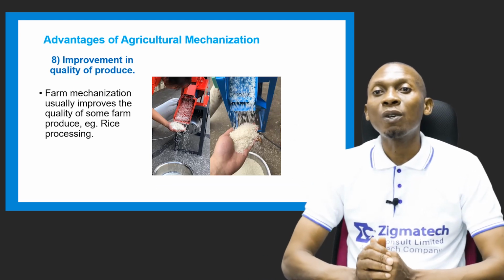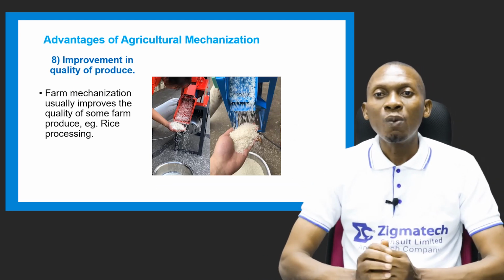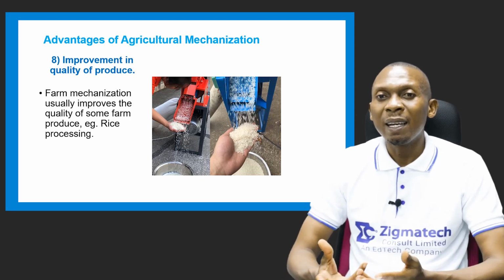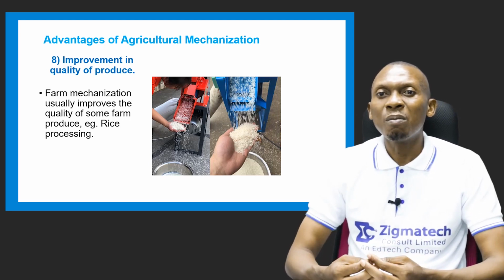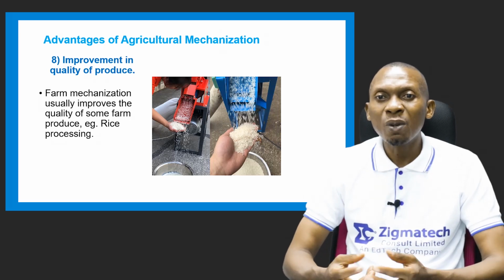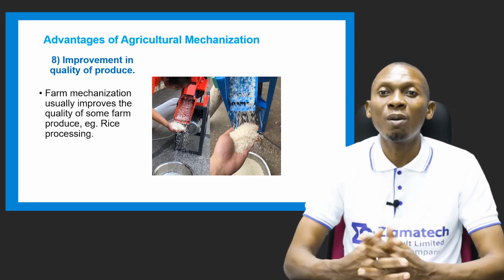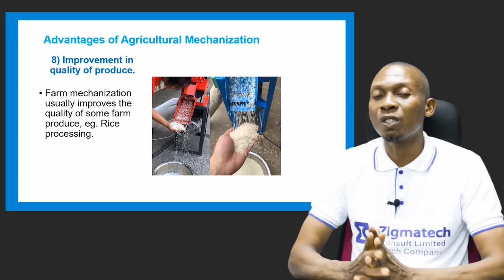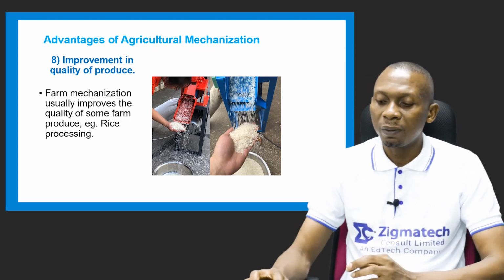There's also improvement of the quality of produce. Now, what is done by machine, for example, rice polishing, is better. The output is of more quality, is neater, more palatable compared to when it is done manually. So farm mechanization can help to improve the quality of some of our farm produce.